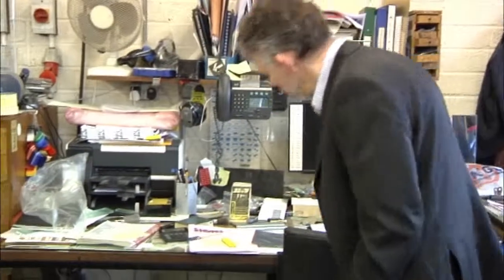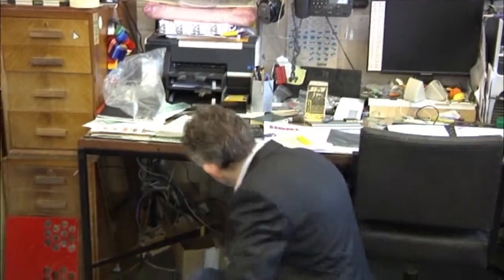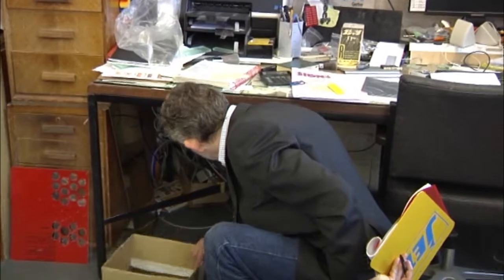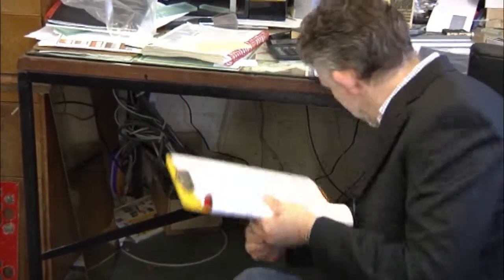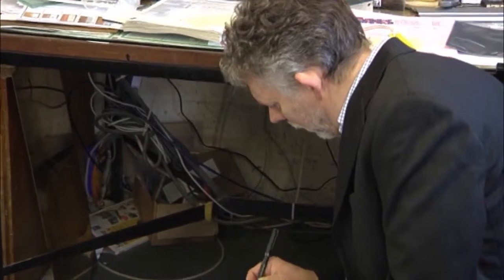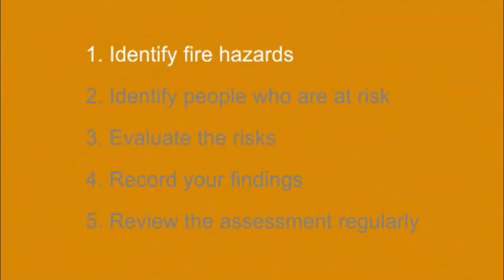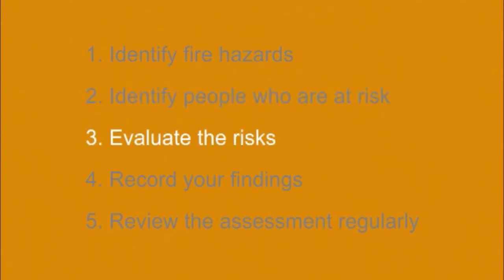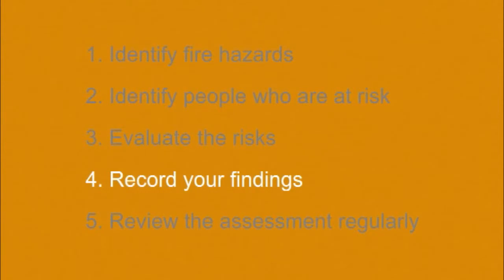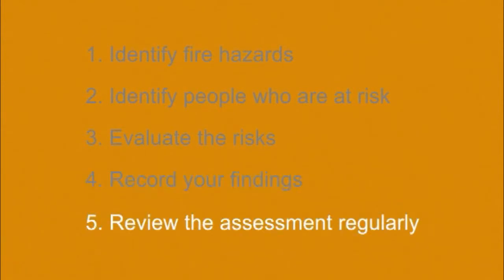Initially, the idea of producing a fire risk assessment might be intimidating. In most cases, however, all that is required is to follow a simple process consisting of 5 stages. These are: identify fire hazards, identify people who are at risk, evaluate the risks, record your findings, review the assessment regularly.